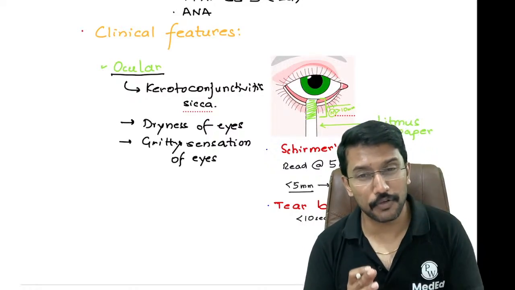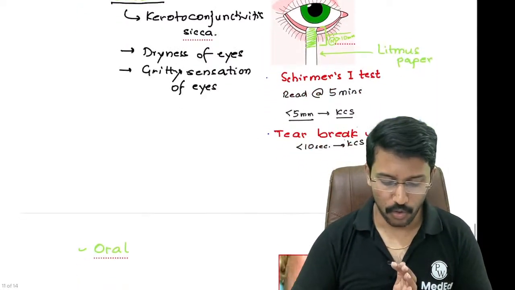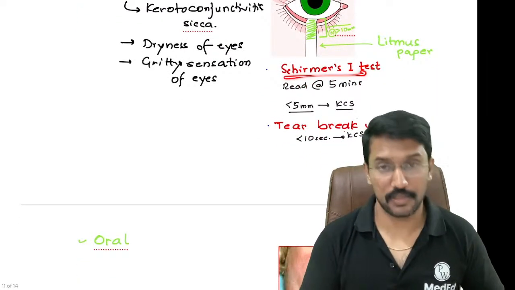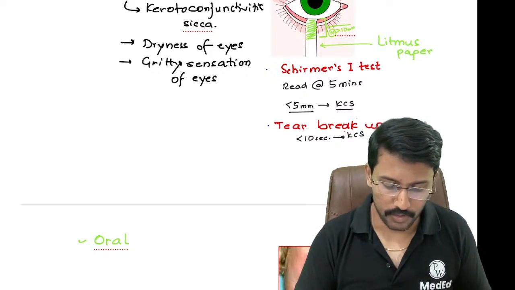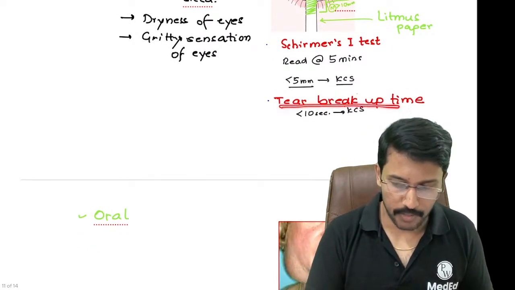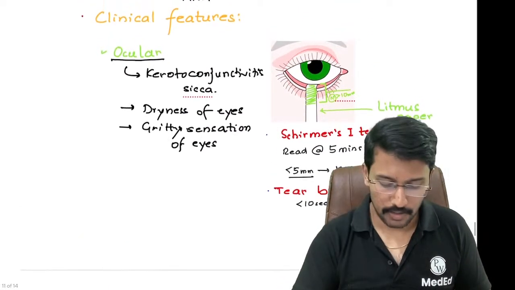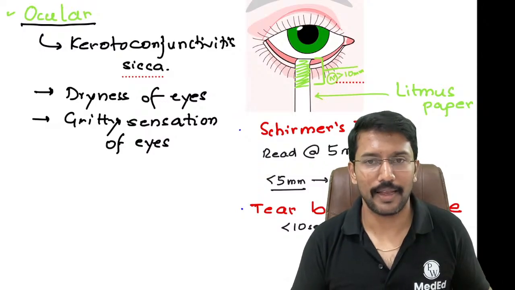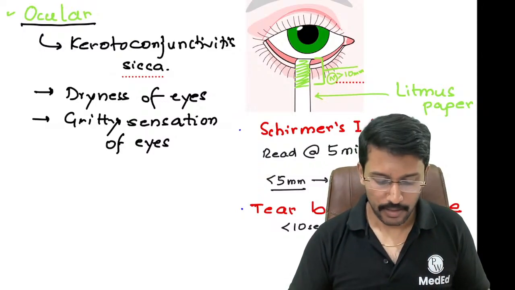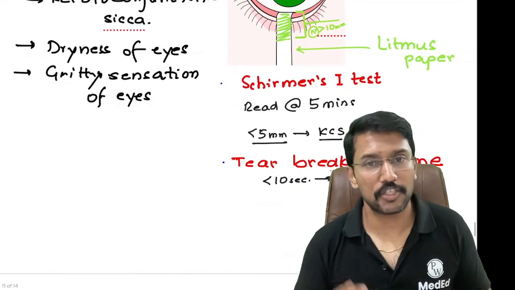Now how do I confirm that these patients' eyes are really dry? There are two methods. One is called Schirmer's eye test, which is a potential image based question. I'm sure you have also studied it in ophthalmology. The other one is called tear breakup time. So what do we do in Schirmer's eye test? We take a litmus paper, keep it in the lower palpebrae, and then we wait for 5 minutes. In 5 minutes, how much of this litmus paper becomes wet is what we check.